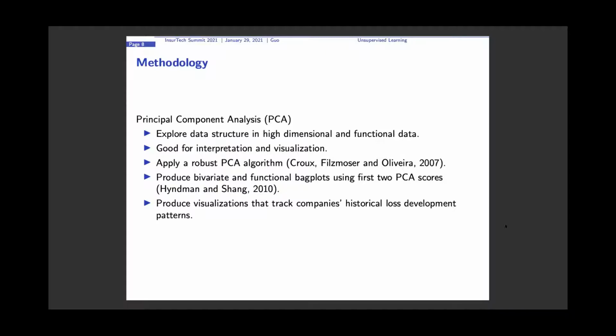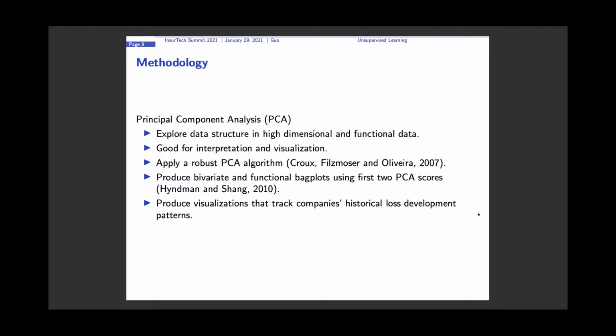Now, in terms of the PCA algorithm we're using, we are adopting Croux, Filzmoser and Oliveira 2007, a PCA grid algorithm, and that's a robust PCA algorithm. We're not saying this is the best or the only one you should use, but in general, robust PCA is going to give us a better result under the influence of outliers. As we can see, we have a few outlying observations.